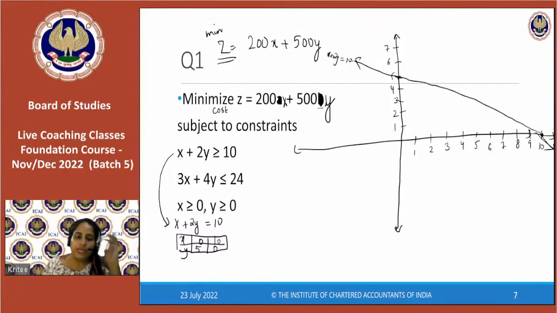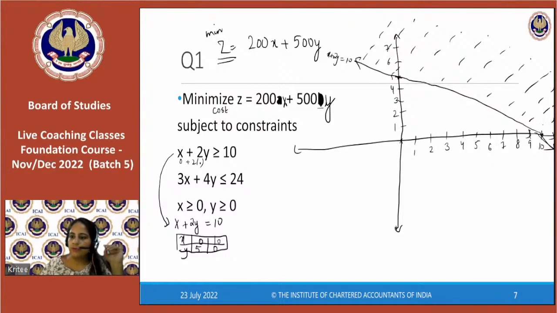Now I have to find out the region which satisfies this condition. If I put X equal to 0 and Y equal to 0, that is the origin point. Is 0 greater than 10? No, 0 is not greater than 10. So my shading goes above the 0, 0 point. I will not cover the 0, 0 point here.